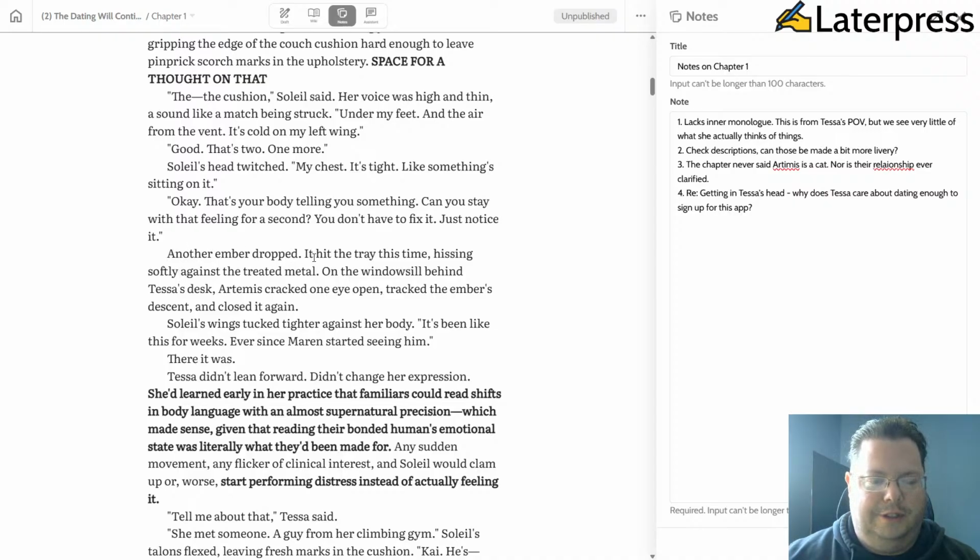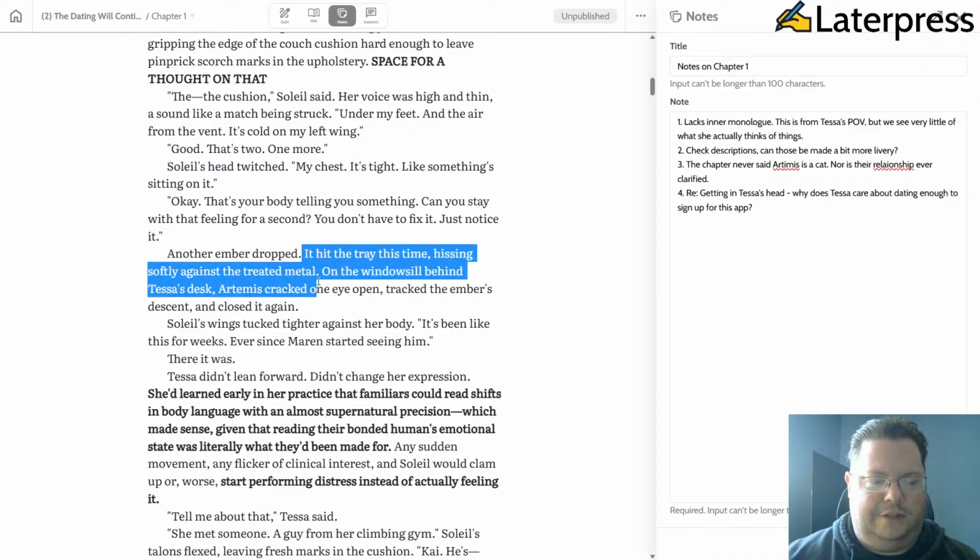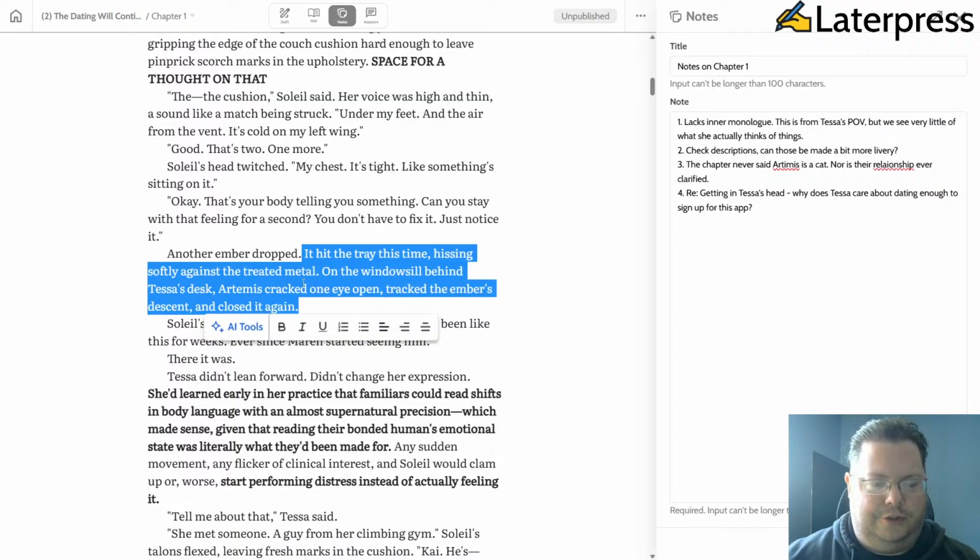Another ember dropped. It hit the tray this time, hissing softly against the treated metal. On the windowsill behind Tessa's desk, Artemis cracked one eye open, tracked the ember's descent, and closed it again.